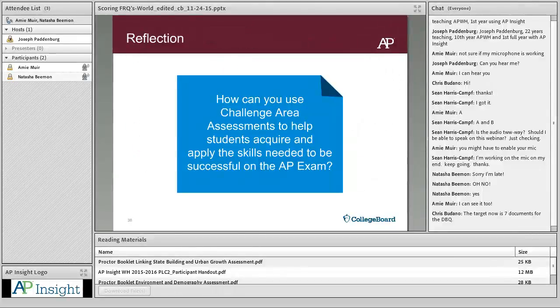And then here, last part of here, before we wrap up, is how can we as teachers use these assessments to help them acquire the skills needed to be successful in the actual exam. And we've kind of been answering that the whole time, haven't we? Yeah. Right. Anything extra anybody want to throw out there? No. I don't think so. Okay.